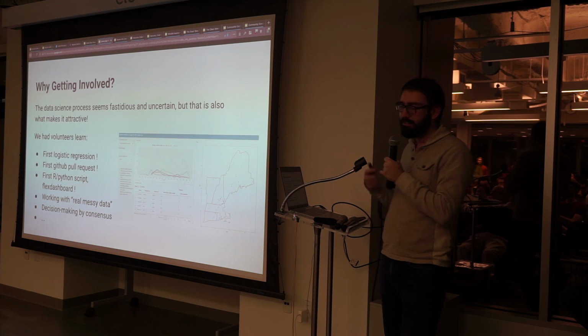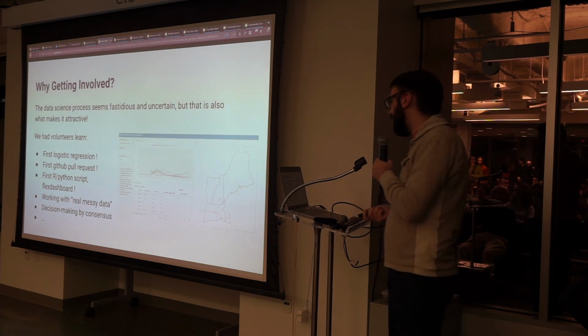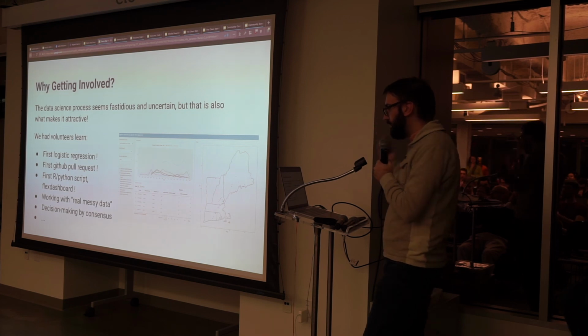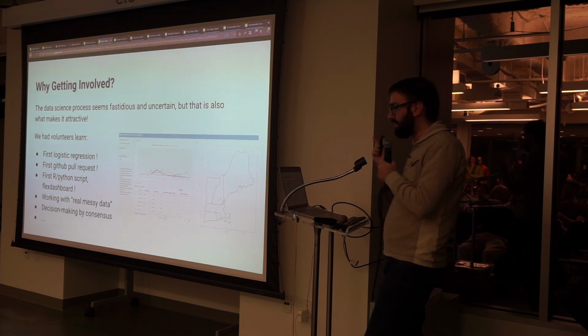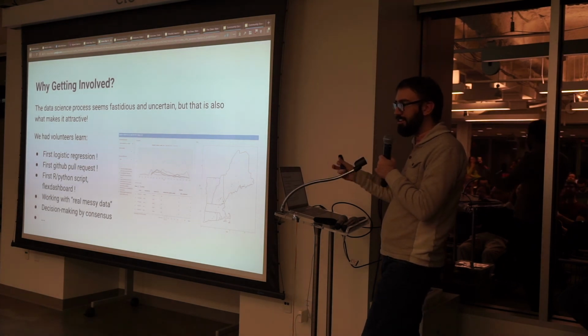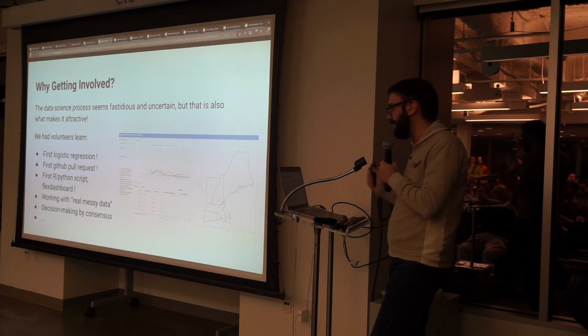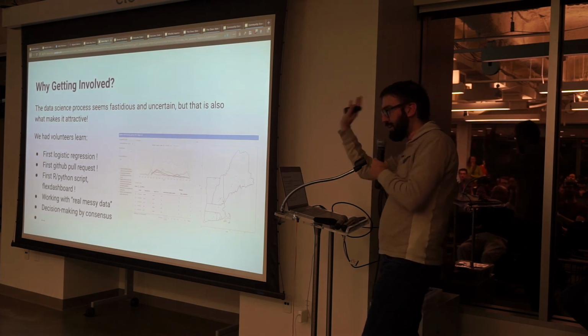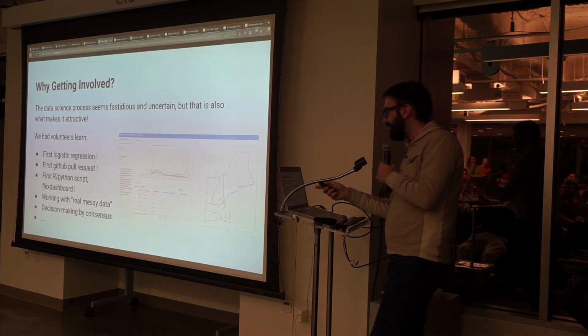We did have a lot of volunteers who got a lot out of this. Some people learned logistic regression for the first time. I got one person who did a GitHub pull request for the first time. I tricked him into writing documentation and he gave me a high five. It was awesome. He was really excited. He initiated the high five, not me.